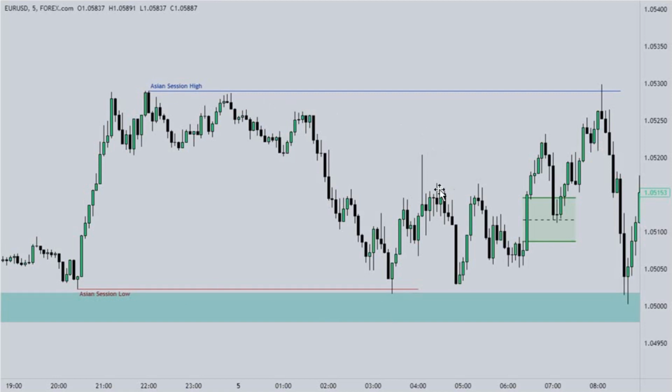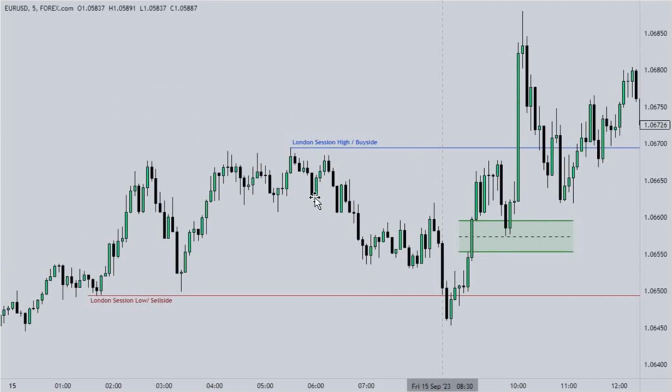So, and it also created a fair value gap on New York kill zone, and then it took that Asian session high. Next one is the London session highs and lows. So how do you mark up those London session highs and lows?